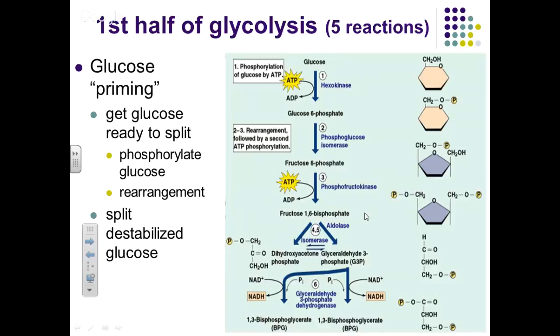Yes? What did you say was converted into G3P? This thing is split into 2 pieces. One piece is called G3P, the other one is called dihydroxyacetone phosphate. They are isomers of each other. G3P will move on. This dihydroxyacetone phosphate has to be converted to G3P so it can move on. Okay. You okay?